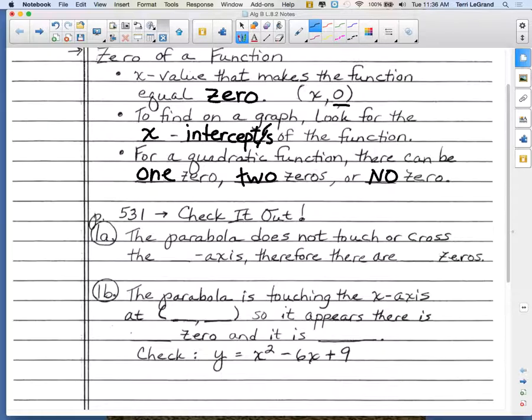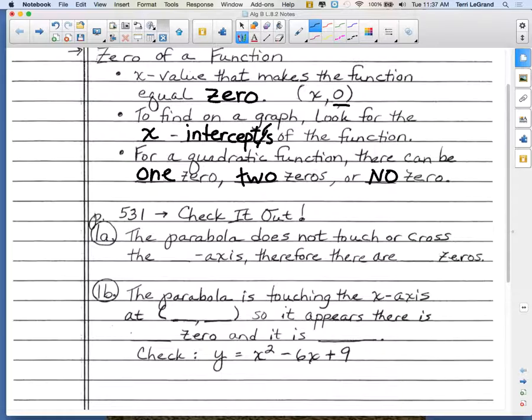We know that where it makes its turn is called the vertex. So this one only has 1 zero, it appears, because it only touches the x-axis at the vertex, and it doesn't cross it anywhere else. So the zero for this one is what? What's the zero for graph B? 1.